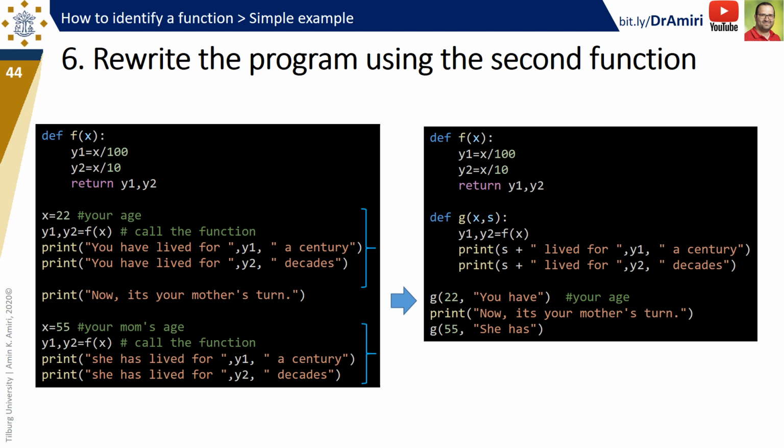Now it's your mother's turn. And then we need to call the function for the second pattern, which is g, and in between parentheses, we need to provide 55 and "she has." So that's how you turn a raw program into functions, and then rewrite the program using those functions.